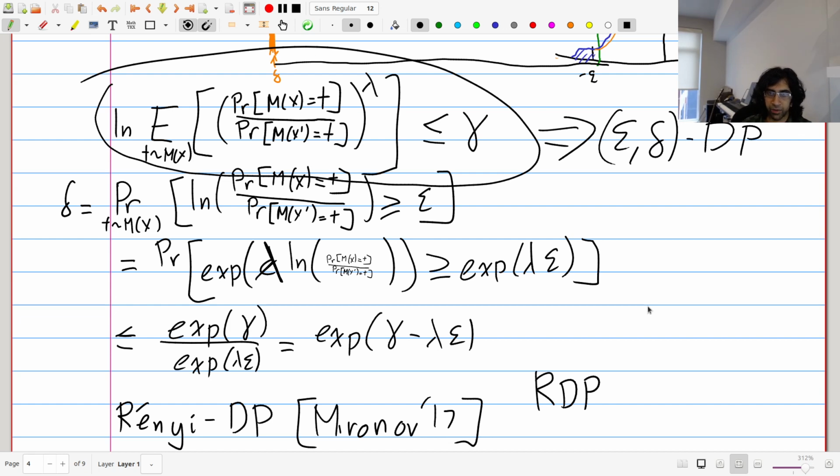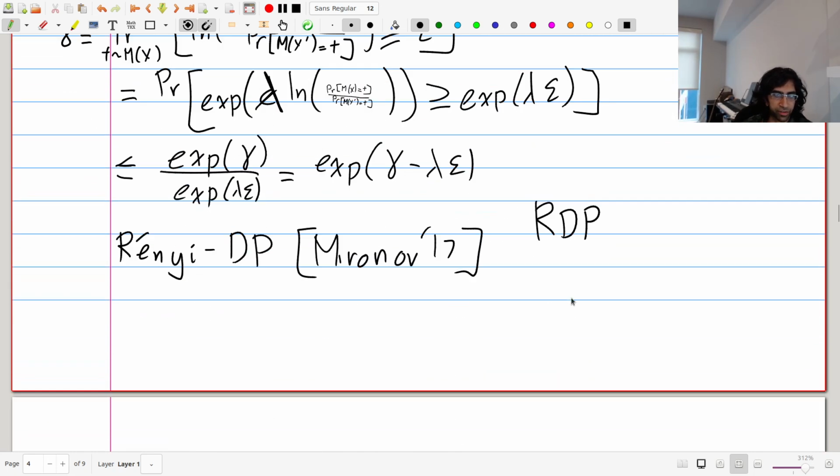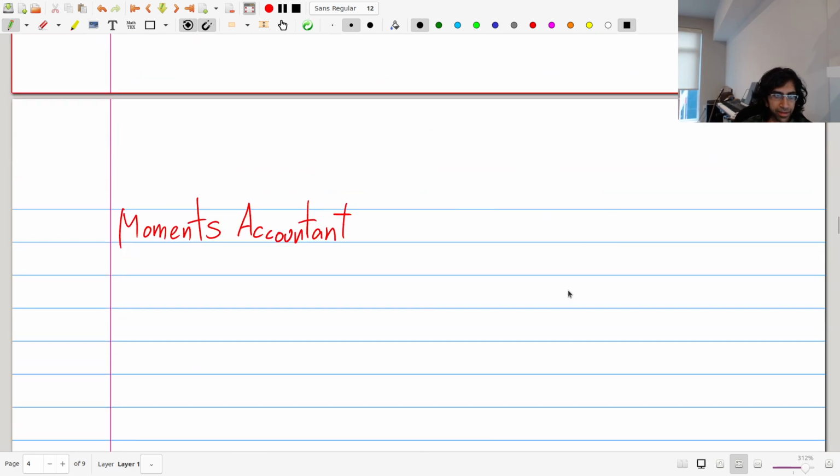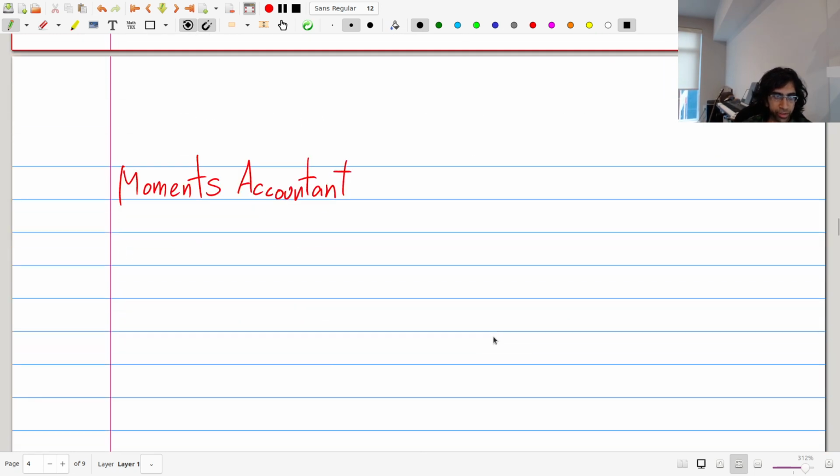Subsampling amplification is really what we need in order to get concentrated differential privacy. Or sorry, it's what we need in order to get the tight, or not the tight bounds, but the much better privacy bound that we get in this lecture by this approach. So this is just a vague idea. I don't get into the details of Renyi differential privacy, but overall, this will lead to an approach which is known as the moments accountant, which I'll outline to you here.